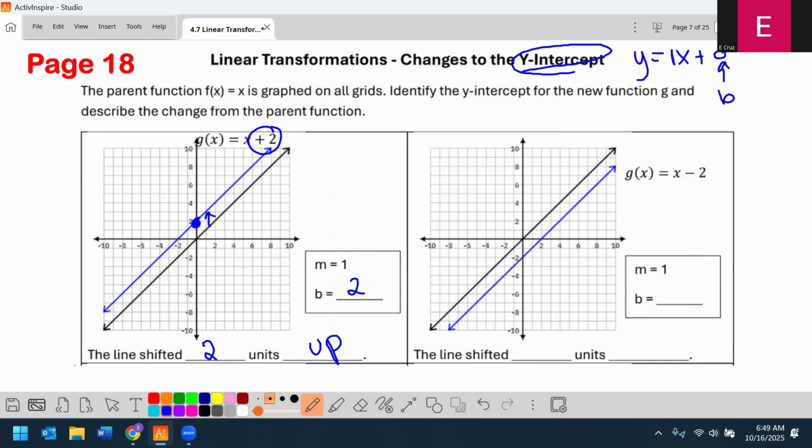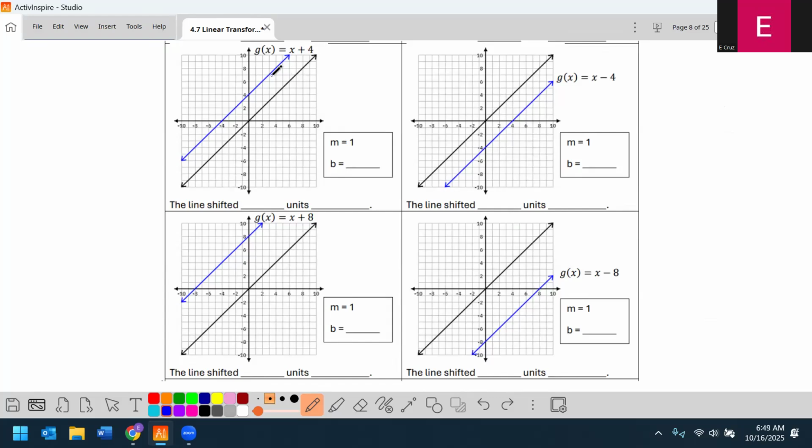Okay, we're going to go straight down on the left side of the page. I'm going to move on to the bottom. My y-intercept for the blue line in this one is 4. And so it's still above the line. It shifted it up 4 units. And then this last one here, now they changed the y-intercept to an 8. And so the same thing happened. It shifted the line 8 units up. So as you can see, the gap between the lines is getting bigger and bigger because it's getting shifted up higher.